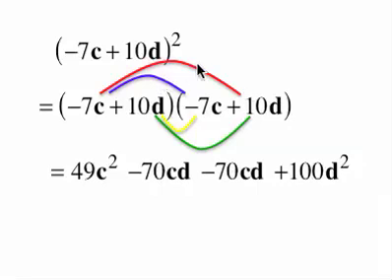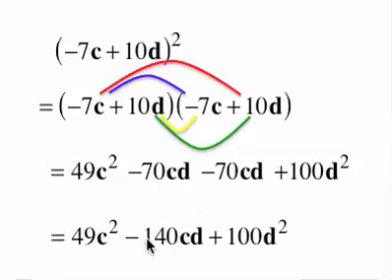So first, outer, inner, last, and that's FOIL, right? That's why we call this operation FOIL. All right, we're going to add these two like terms here, and that will give us negative 140cd. So our final answer is 49c to the power of 2, take away 140cd plus 100d squared.